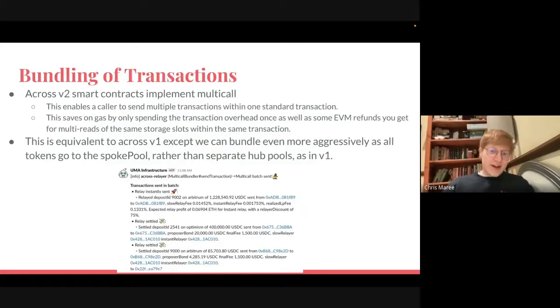So, bundling of transactions. We can keep this one quick. We can send multiple actions in one transaction. This is the same as in Across V1. So you could send a few relays at the same time, or in the case of Across V1, we do settlements and relays at the same time. Saves gas, cheaper, very cool.